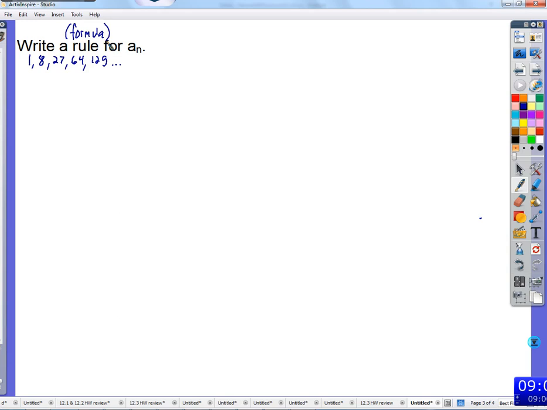Okay? So, the rule is something, and it's always called a sub n, something over here that has an n in it, and that n is replaced by this n, and this n is just the position in the sequence that you want to find, the term that's in that position. I'm going to be able to use it to find a sub 156, or whatever I want, without having to follow a pattern all the way down the line to 156.